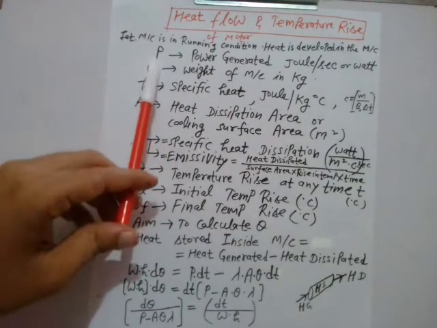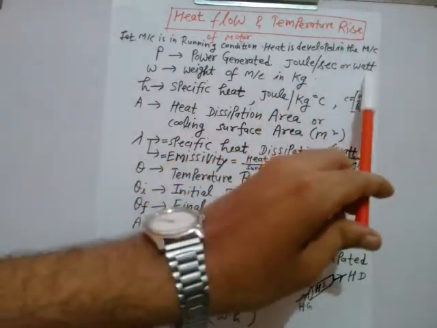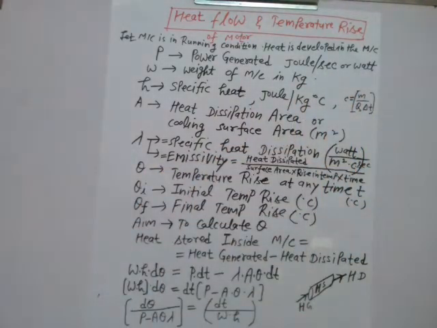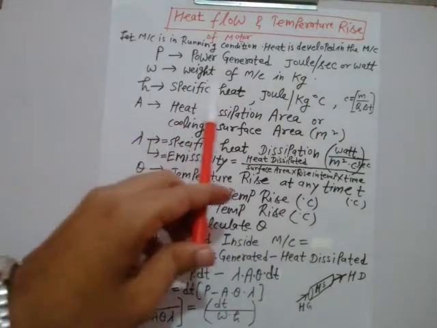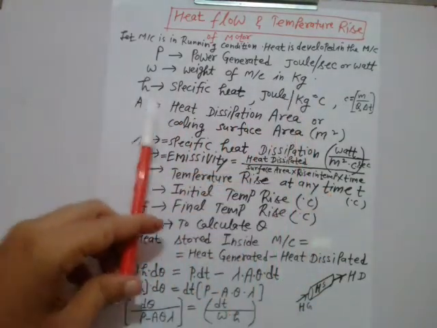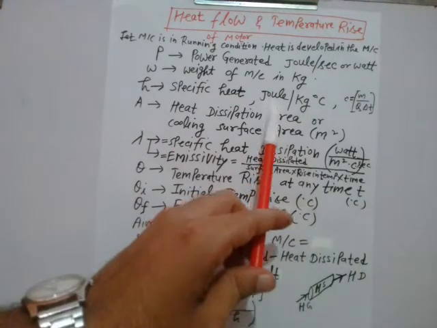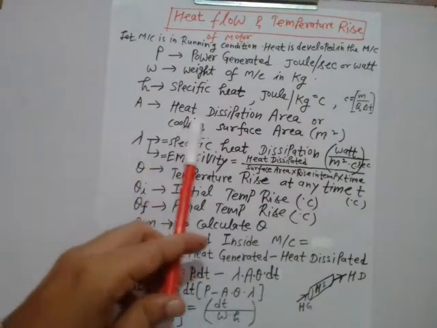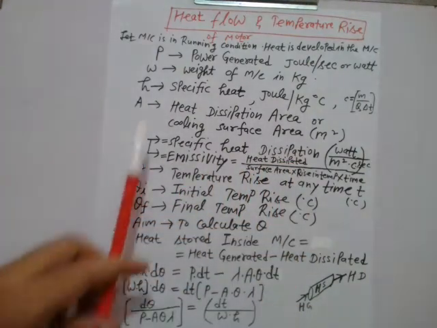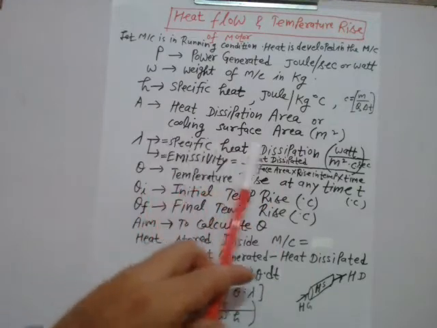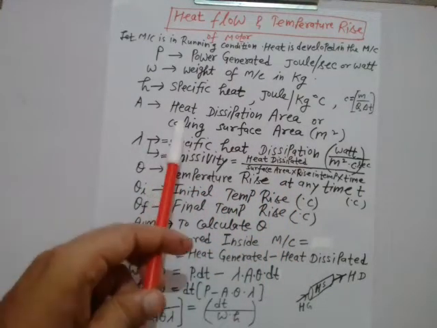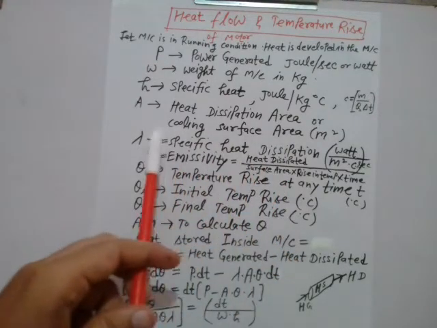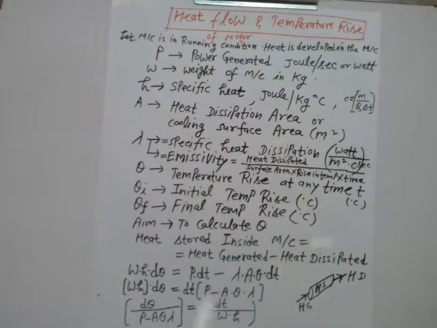Suppose capital P is the power generated in watts, or joule per second. W is the weight of the machine in kilograms, h is the specific heat in joule per kg per degree Celsius. Capital A is the heat dissipation area, or you can say cooling surface area. Why cooling? Because when you switch off the machine, it will gradually cool down.